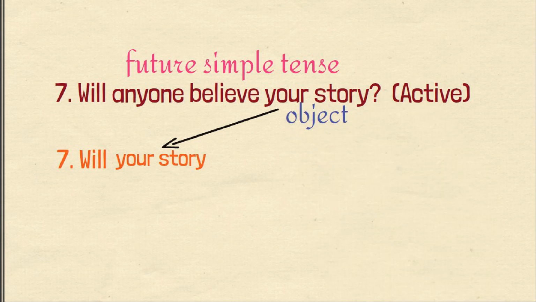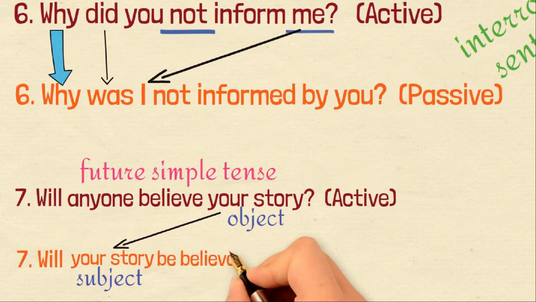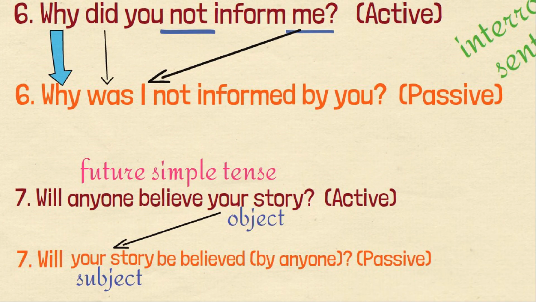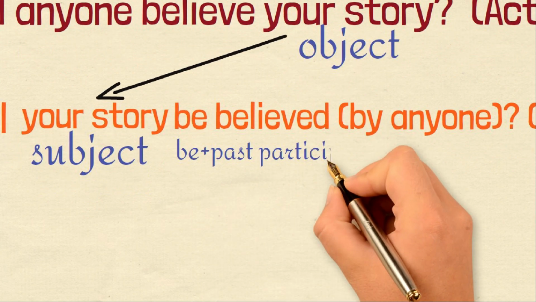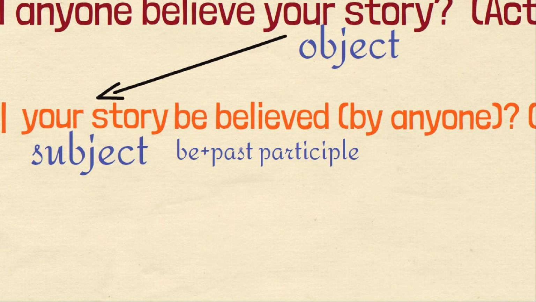Now we will make it the subject in the passive voice. So, will your story be believed by anyone? The verb form is the same. Be form plus past participle of the main verb. That's here, be believed. So, the passive form of this sentence is, will your story be believed by anyone?